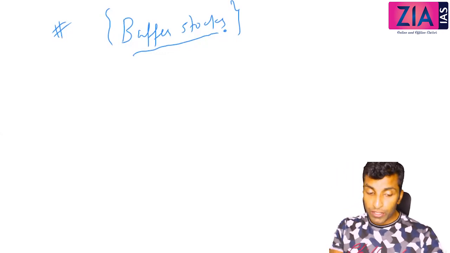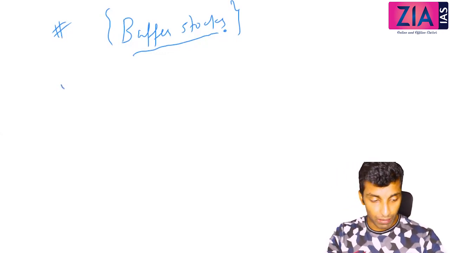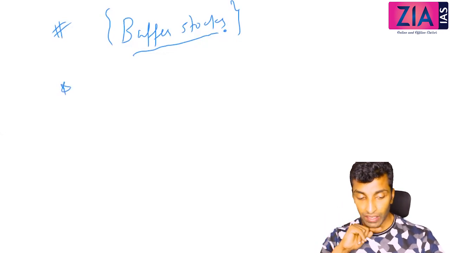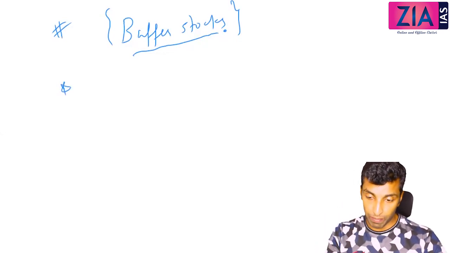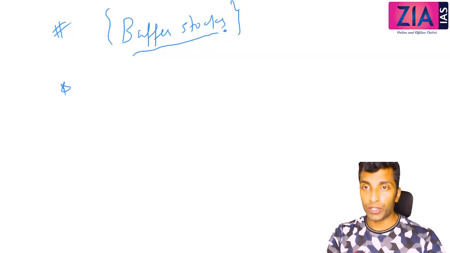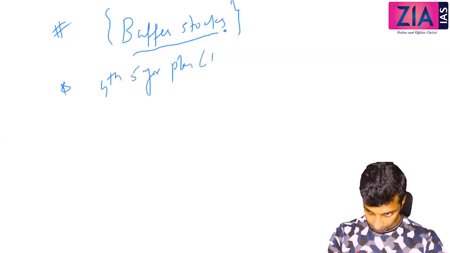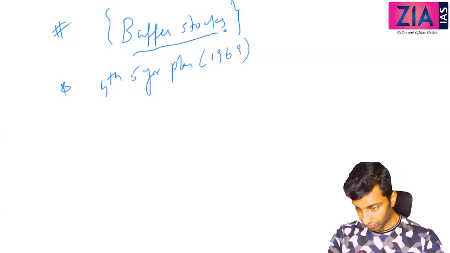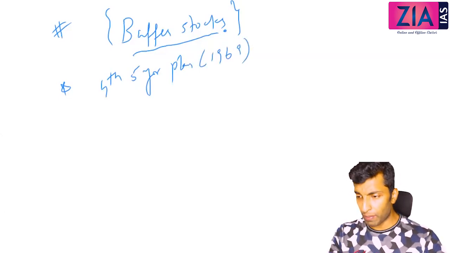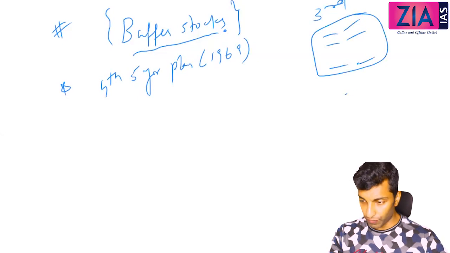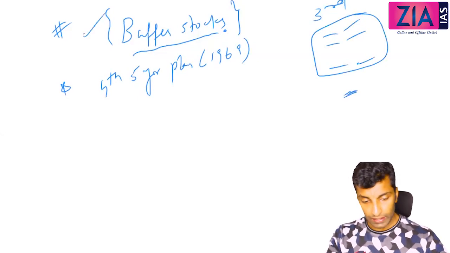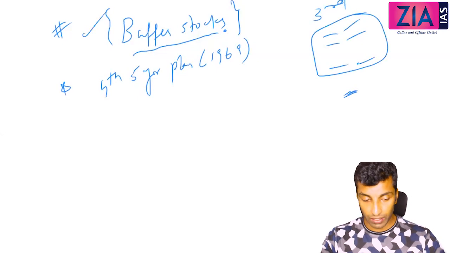Just write one line there. Buffer stocks are maintained since the fourth 5-year plan. That is 1969. Actually, after the third 5-year plan, there was a 3-year gap. So 66, 67, 68, there was a gap, and then in 69 when the fourth 5-year plan resumed, buffer stock started being maintained. From there onwards, buffer stock started maintaining.